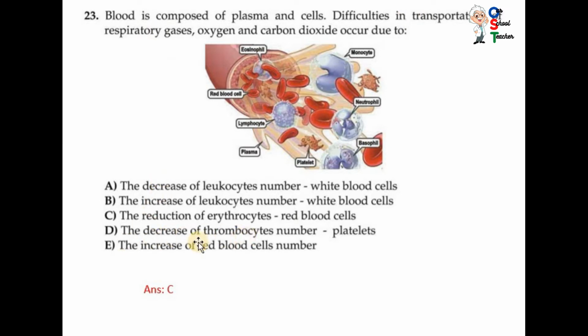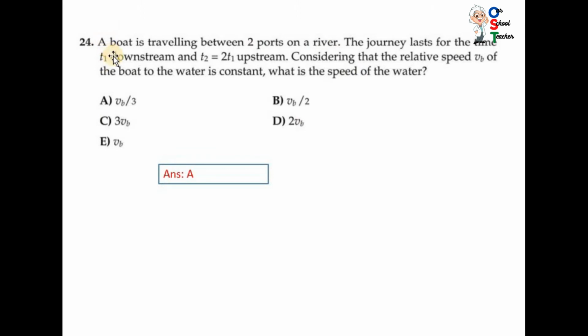The decrease of thrombocytes number. Platelets link with clotting of the blood. There is no link to exchange of gases. The increase of red blood cells, if the number increases, there is no difficulty. Difficulty is directly related with a lower number of red blood cells. So C is correct.